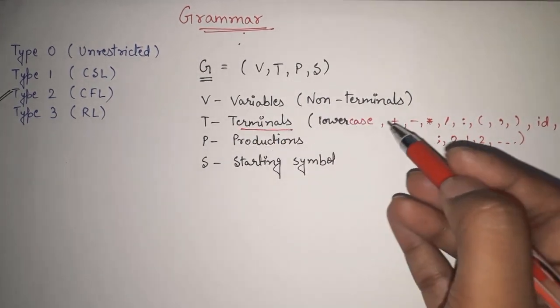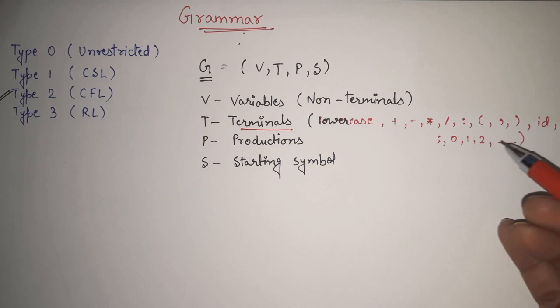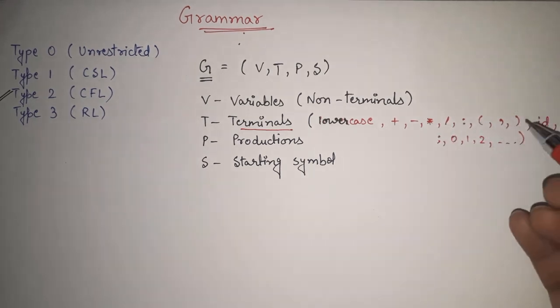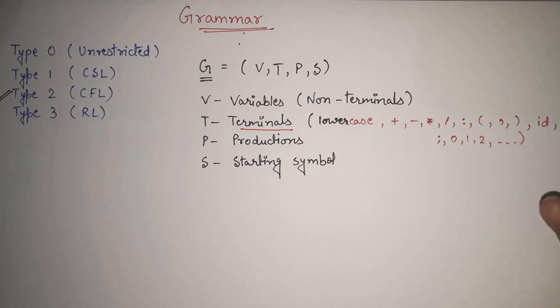If you are getting any lowercase alphabets, any digits 0, 1, 2, 3, any special symbols, any small-lettered two or three-letter word like ID, if, or, all these will be included inside terminals. Means if you are seeing any of those things, you can say that those are terminals, and you can apply the rules according to it.